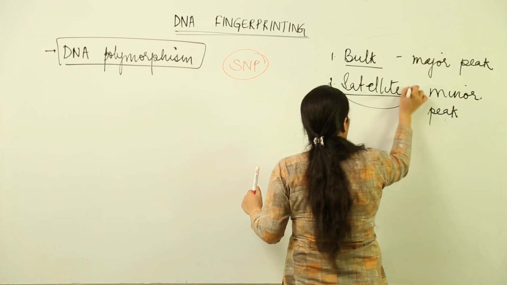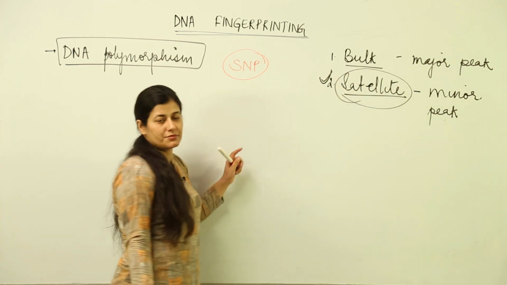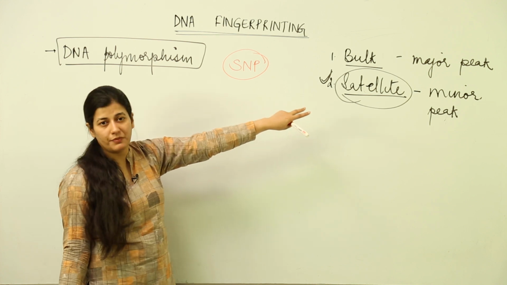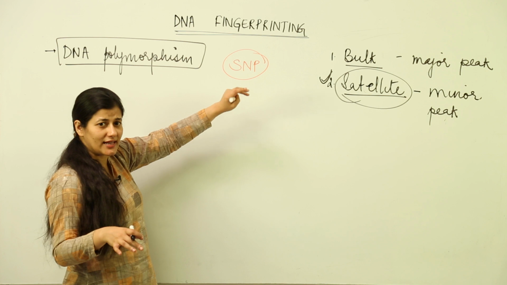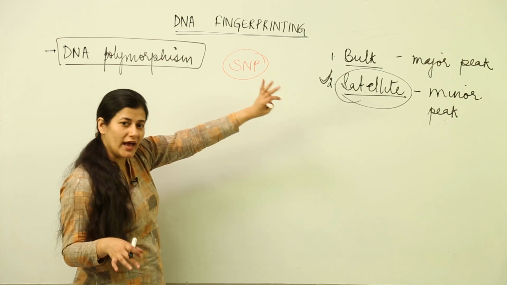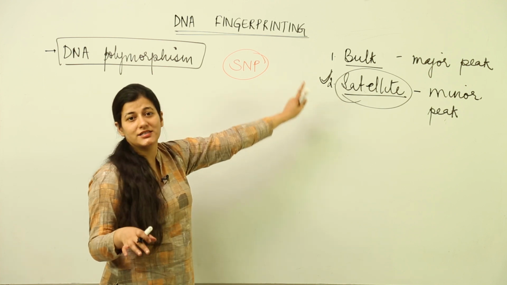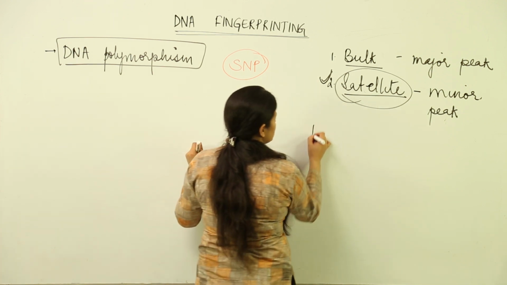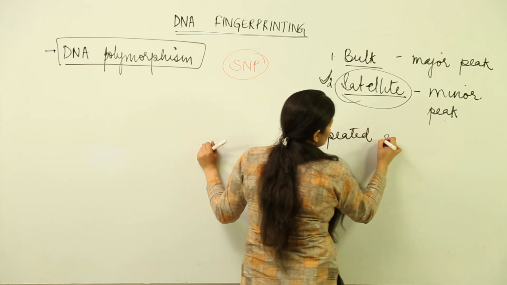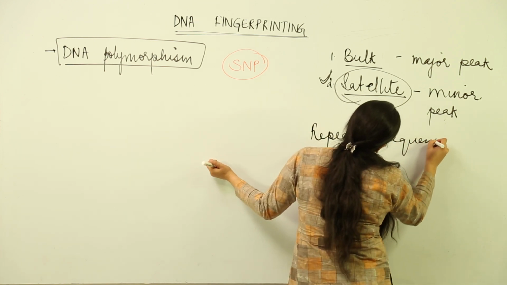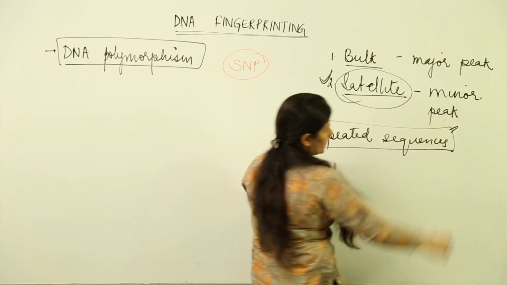Now, depending on the types of repetitions and how they arrange themselves, these satellite minor peaks, satellite DNA, could be minisatellite, microsatellite; the satellite DNA varies. So, we have a satellite DNA that is forming the minor peak. Now, this satellite DNA has repeated sequences. It is of no use, it just codes for repeated sequences.